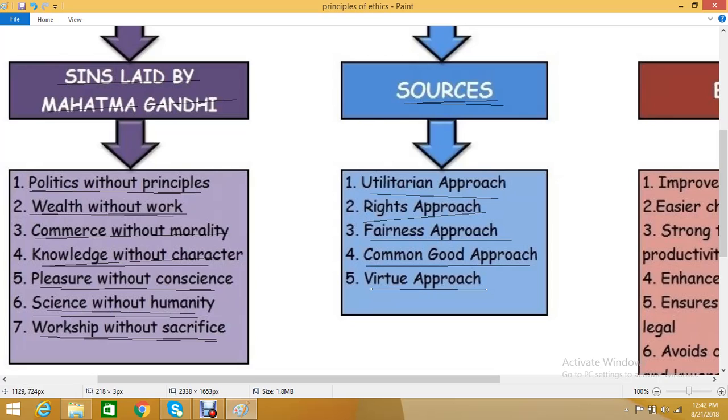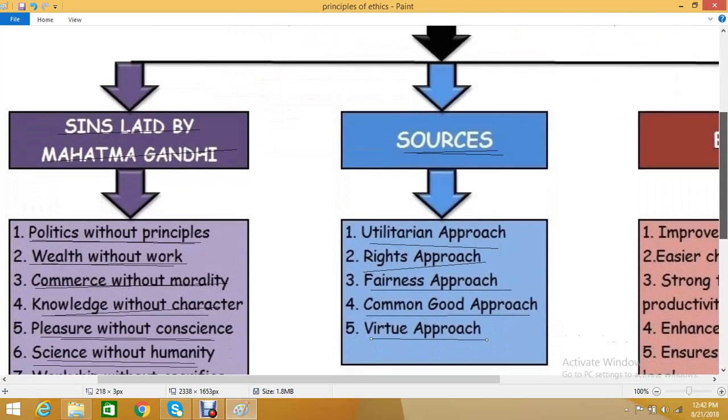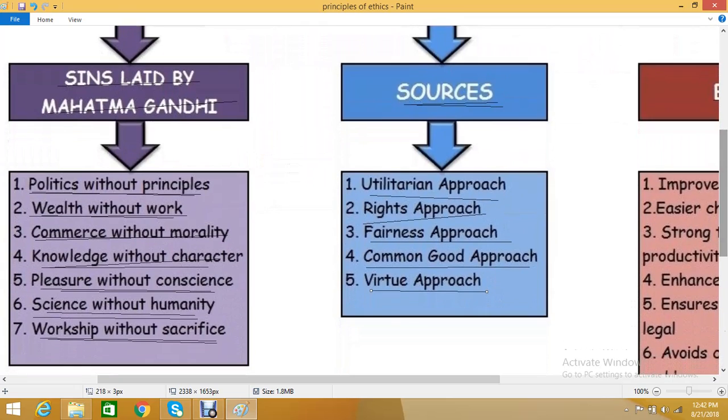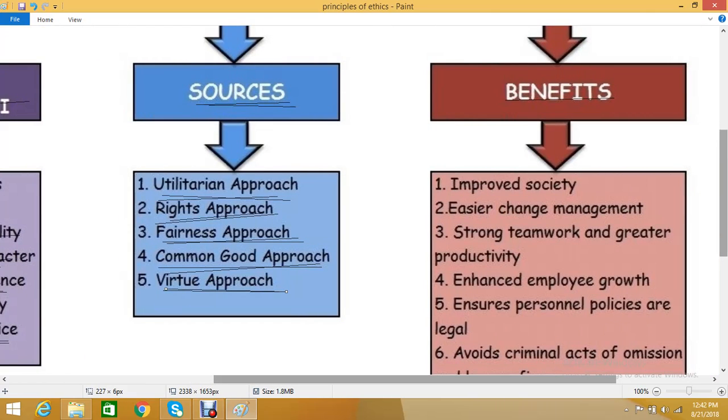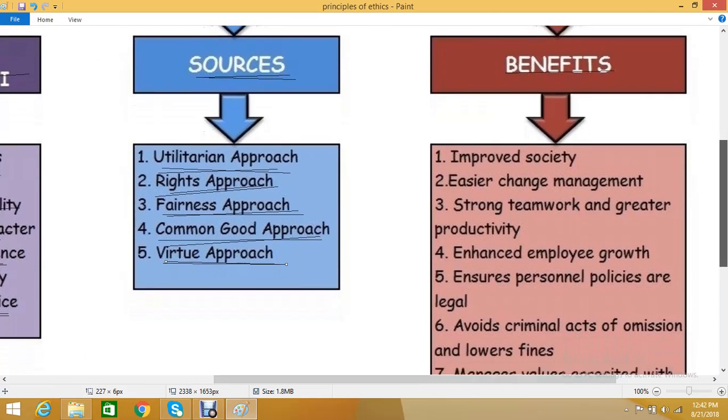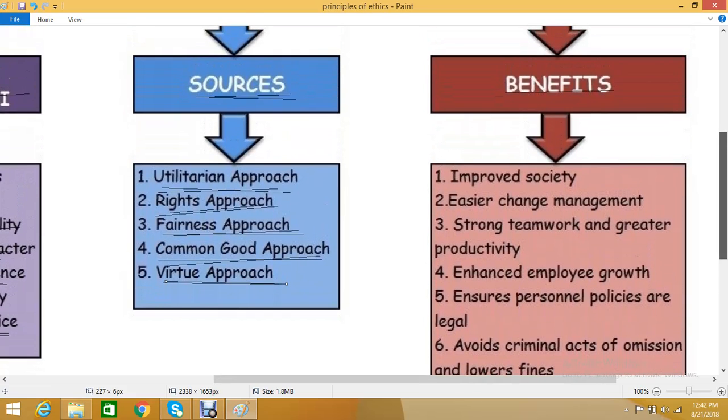And the fifth one, virtue approach. There are five sources to approach business ethics. That is, you can see here: utilitarian approach, right approach, fairness approach, common good approach, and virtue approach. So these are the 5 points in sources. The next point we are going to is the benefits. What are the benefits if we utilize ethics in business? So this is the column for benefits.